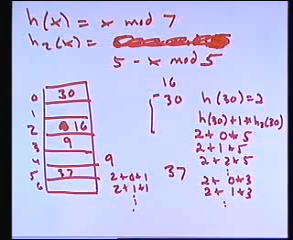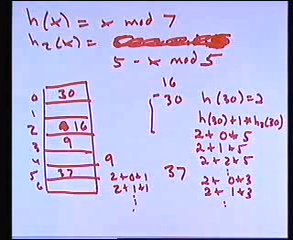So the first value we insert, of course, never requires a collision because the table is completely empty. After that, with quadratic probing, 30 would have collided with 16 before being inserted into the table. 37 would have collided with 16 and 30 before being inserted into the table. And 9 would have collided with 16, 30, and 37 before being inserted into the table. They would have followed the same sequence. That was the idea of secondary clustering.